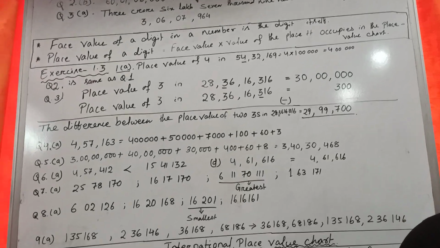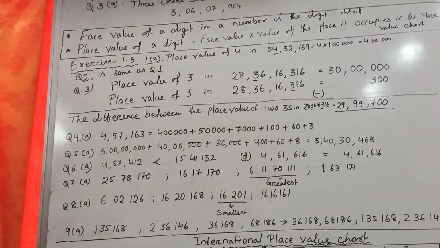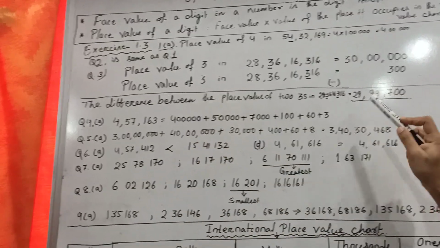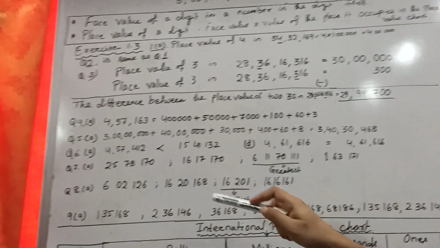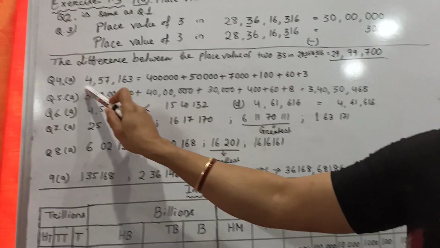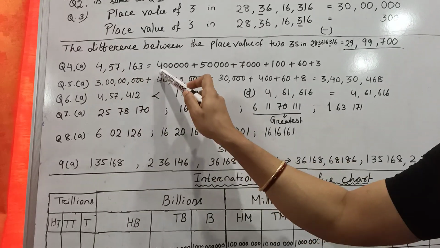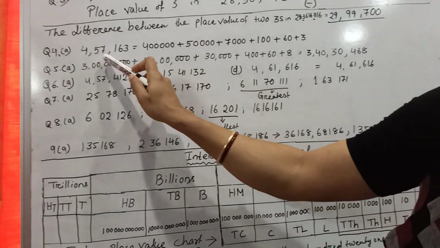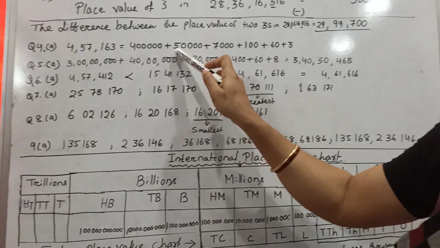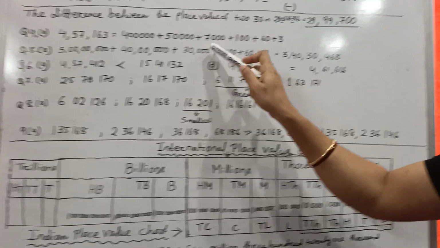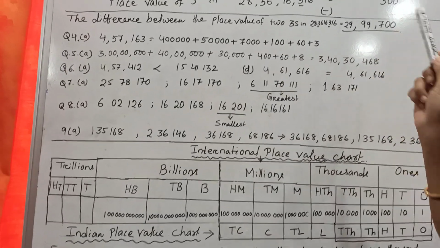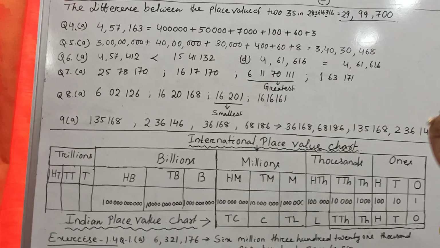Then come to question number 4. Here you have to write the number in expanded form. This part also I have discussed in the previous video. Again you see, this number 4 is in lakh place. So first this is 4 lakh plus 5 is in 10,000 place. So 4 lakh plus 50,000 plus 7,000 plus 100 plus 6 plus 3. In this way you have to write in expanded form.